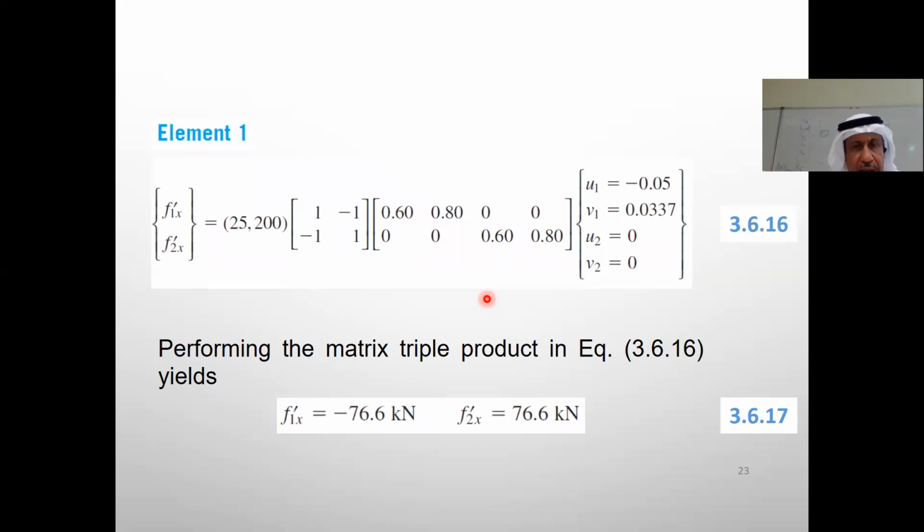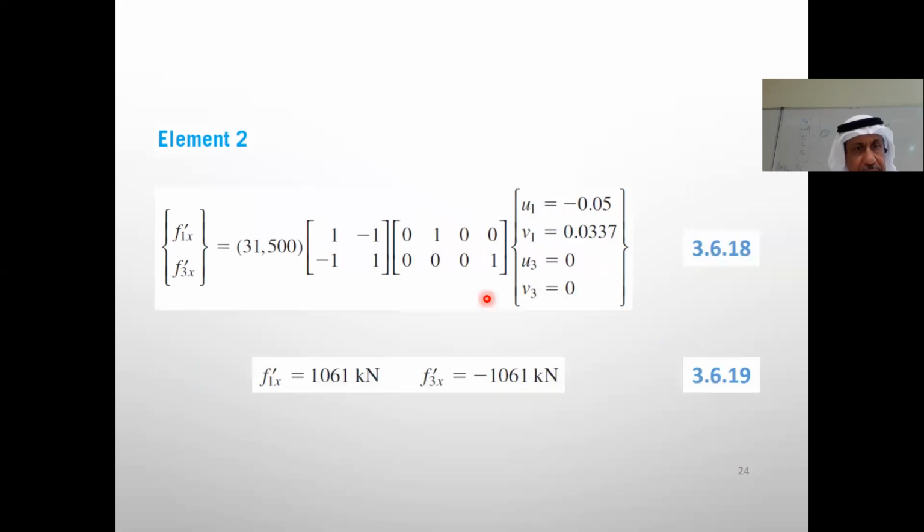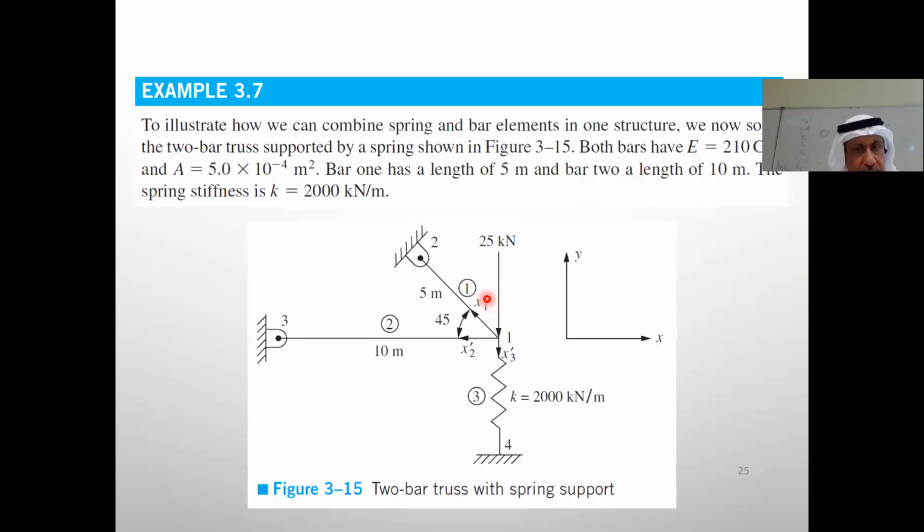Now this one here, F1x and F2x is what? The reaction of support 1. Then you can go to element 2. What about this one? If you have this one here, this is a combination of a truss and spring. Is it hard? Combination of truss and spring.